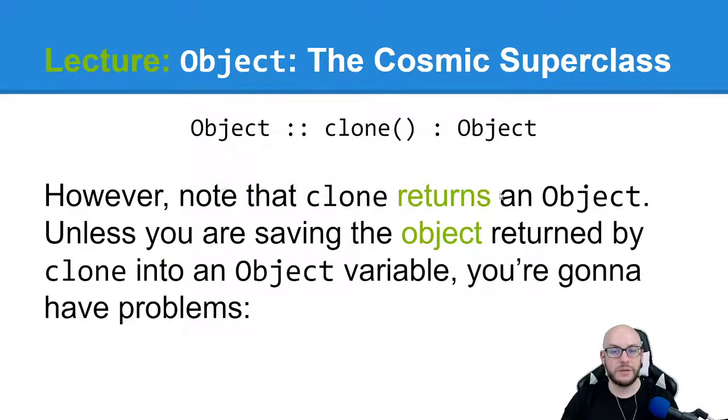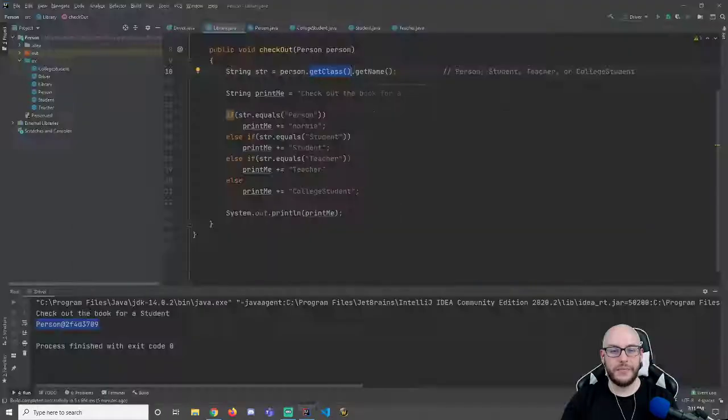However, note that clone returns an Object. Look at our data type here. It returns a literal Object. What do I mean? Okay, let's pause for a moment.